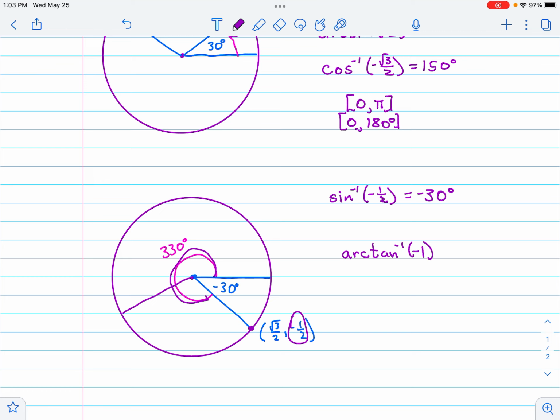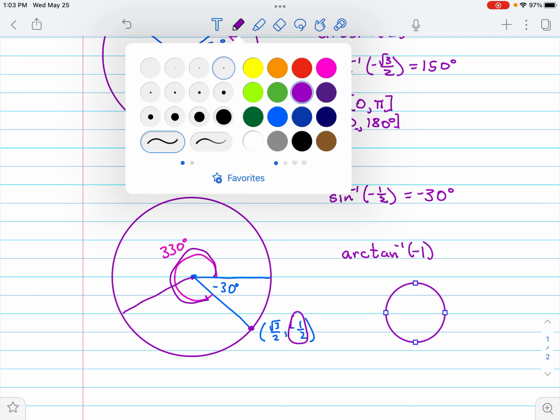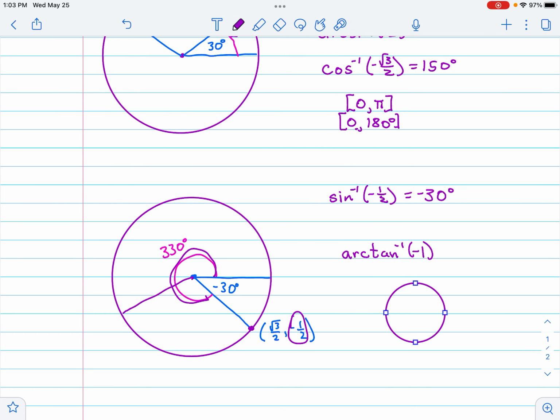In other words, what angle do we take the tangent of to get a negative 1? So we look around the unit circle. We have a unit circle here, and we're looking for where sine and cosine are the same. Right here at 45 degrees, at all the multiples of 45, that's where we have them the same.